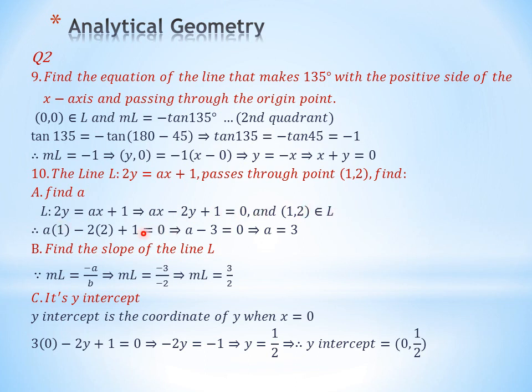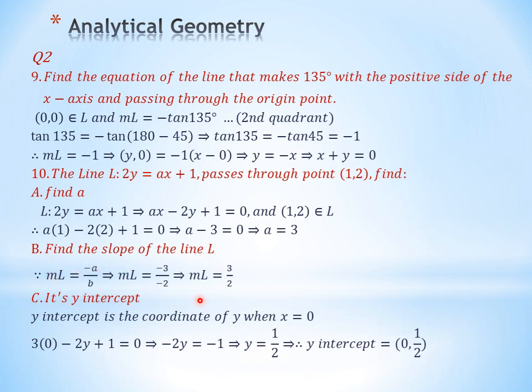On number 3, find the slope and the point of intersection with the y-axis for the lines. Here, on A, I have a line L1. This is 2x minus 3y plus 5 equals 0. So I can find the slope, -a/b. So this is my slope.